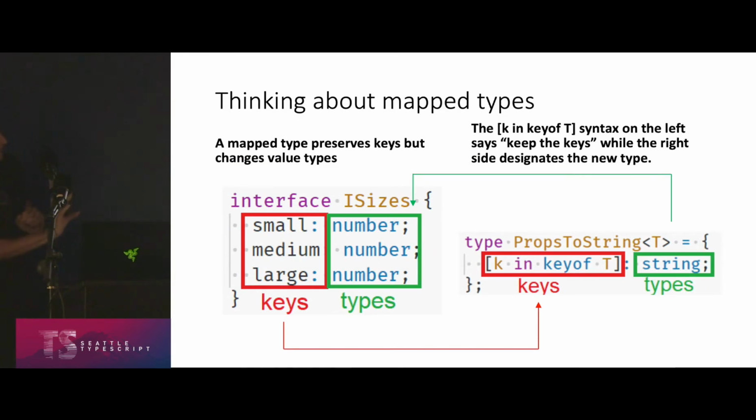Another way of thinking about this, and I think for beginners this might be one of the best ways of thinking about it, is that for a regular type, all your keys are going to be in this box in red, and the types, the things in the green box, are what's going to get replaced by the green box on the right hand of this slide. So in this case, again, strings are going to replace all of these numbers.